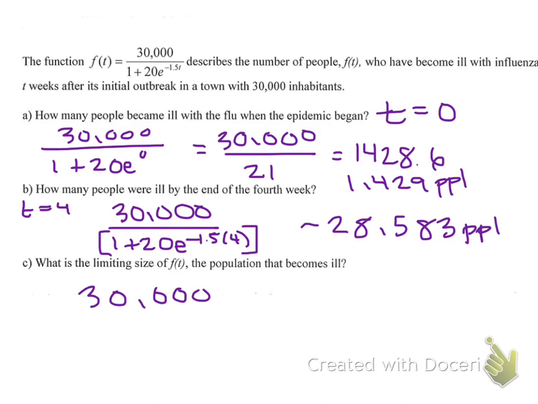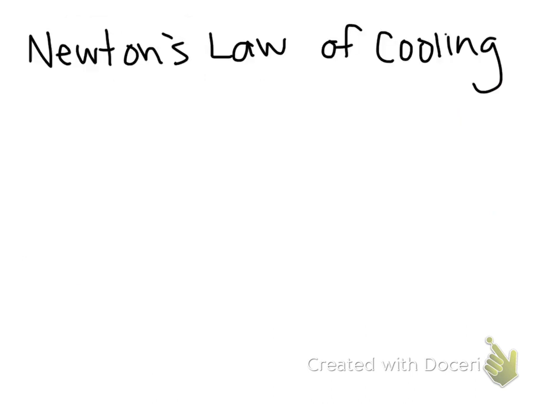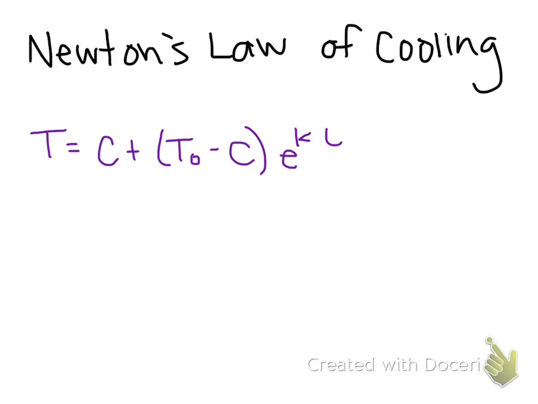All right, so now let's get into Newton's law of cooling. The formula is T equals C plus the quantity T naught minus C times e raised to the kt. Just to do some labeling here, we know t is time. Again, there's that k value, so k is going to be a constant value. It's different for every problem. It depends on the information.